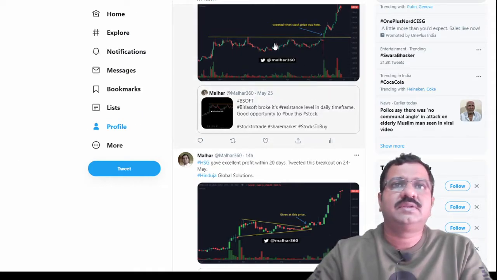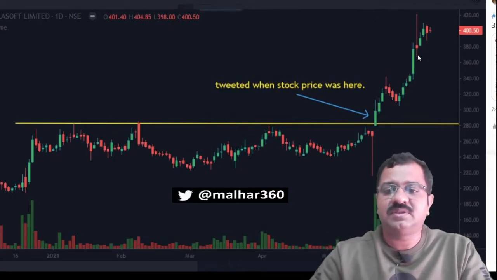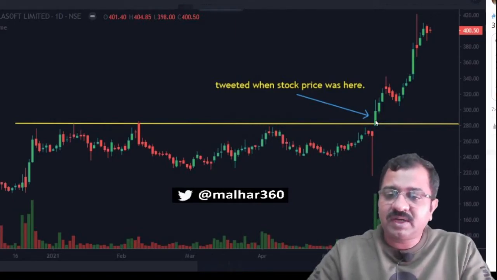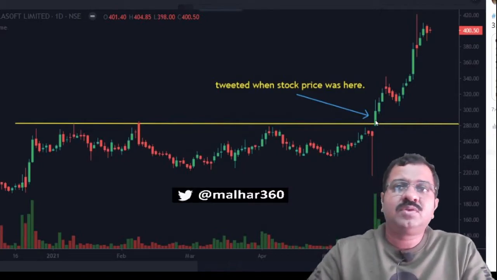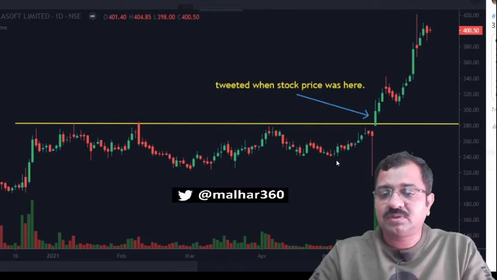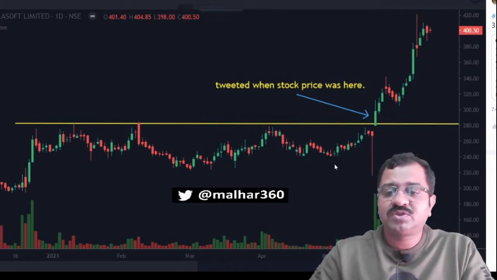See this one, I have posted. This is a chart of Birlasoft, and I posted it on 25th of May when the breakout was happening here. From this point, from 300 till 400, it went 100 points, around 33% up from this level. But when I posted this, it was very important to trade it correctly. Because you cannot put your stop loss below this, right here. It is a very huge stop loss, or you cannot put the stop loss here, right? So you should know where your stop loss should be, and for that you should know how to trade it, because such a huge stop loss is not good. You are taking huge risk.